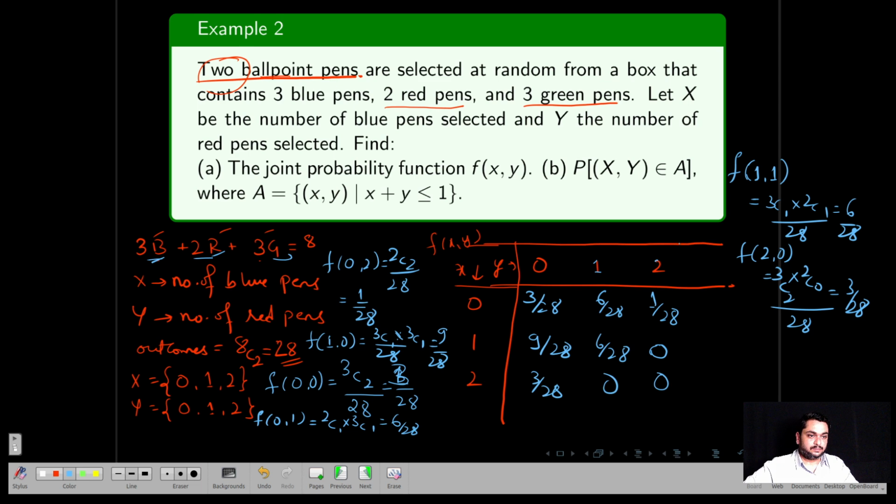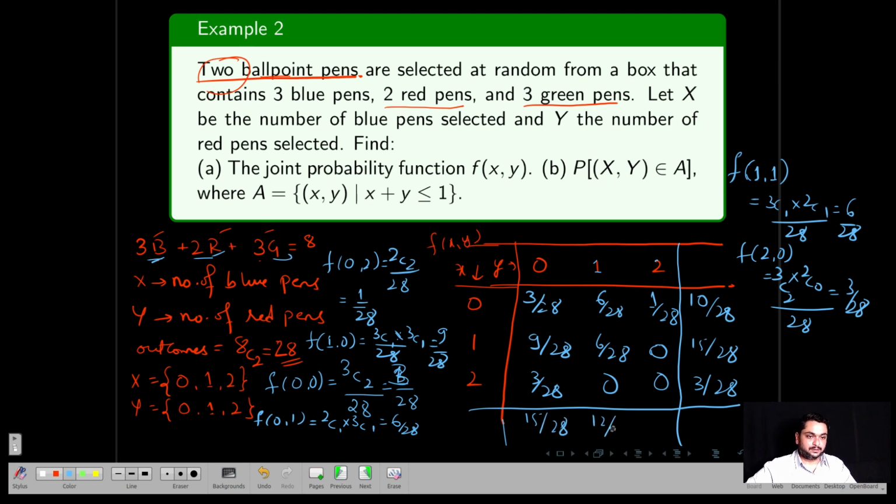So now you check the validity of the PMF. So add this: 3 plus 6, 9, 10 by 28. This is 15 by 28. This is 3 by 28. Here 12 plus 15 by 28. 12 by 28. 1 by 28. So to add them, it's 28 by 28. So 1. This is a valid PMF, joint PMF.